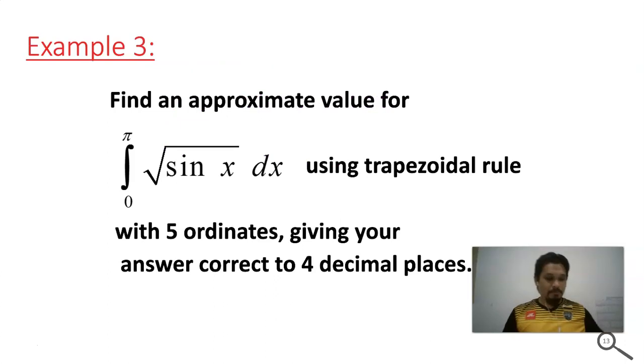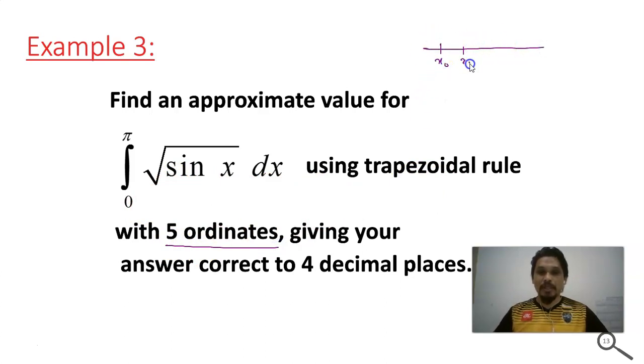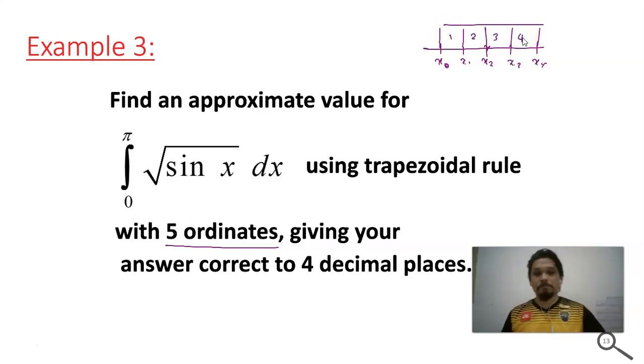What about this one here now? It mentions the trapezoidal rule with 5 ordinates: x0, x1, x2, x3, x4, that is 1, 2, 3, 4, 5. Substituting x into y gives the ordinates of y. How many strips do we have? 1, 2, 3, 4. Meaning n equals 4, a equals 0, and b equals pi.